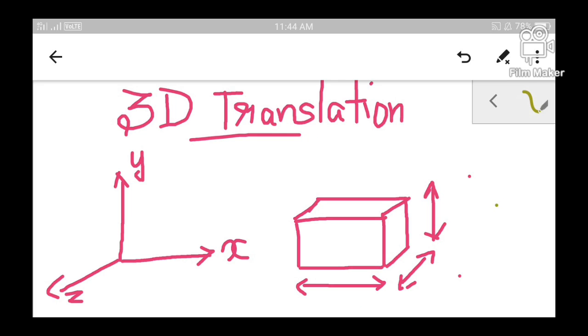We have already discussed 2D translation, where we can change the position of a two-dimensional object from one position to another position. Similarly, same as we did in the case of a 2D translation, we can also translate a 3D object from its current position to a new position. So this change in position of an object is termed as translation. If we are translating a 3D object, it becomes a 3D translation. Clear?